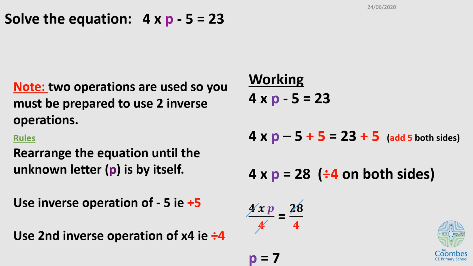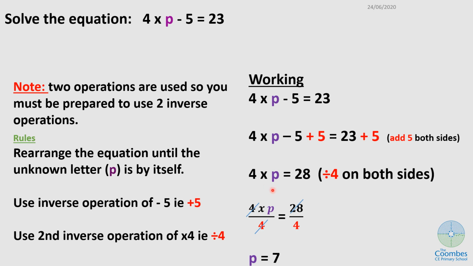Now here I have a times P. I know that multiplication is commutative, and what I mean by that is if I say 4 times P, it's the same as P times 4. If I use numbers, 3 times 4 is actually the same as 4 times 3. So in that case, I'm actually multiplying by 4. So to do the inverse of multiplying by 4, I have to divide by 4.